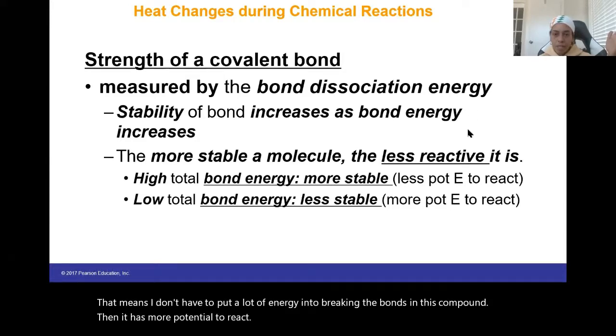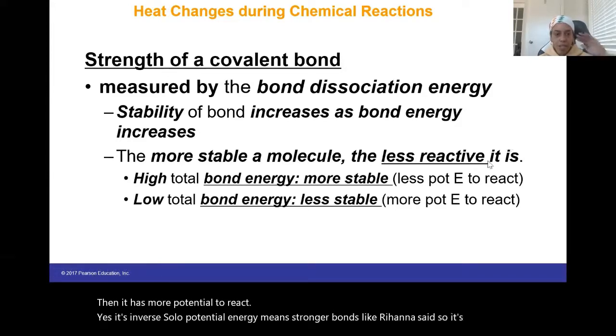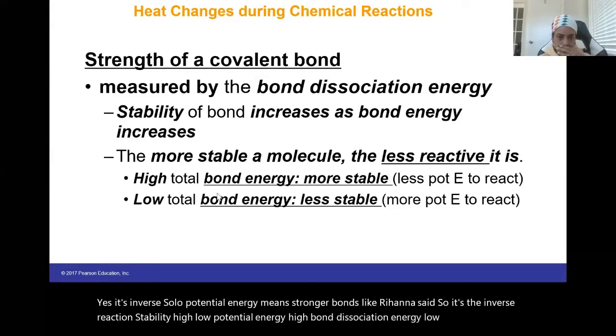Yes, it's inverse. So low potential energy means stronger bonds, like Rihanna said. So it's the inverse relationship. Stability, high, low potential energy. High bond dissociation energy, low potential energy.